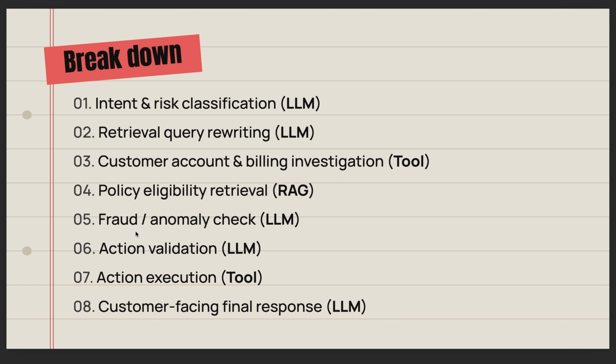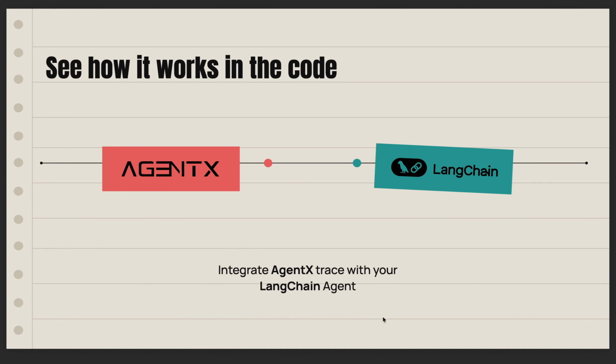Fifth, perform fraud and anomaly checks. Sixth, decide what actions to take. Seventh, take the action. Eighth, aggregate all previous steps' data and respond to the customer. Now let's see how to track all that.